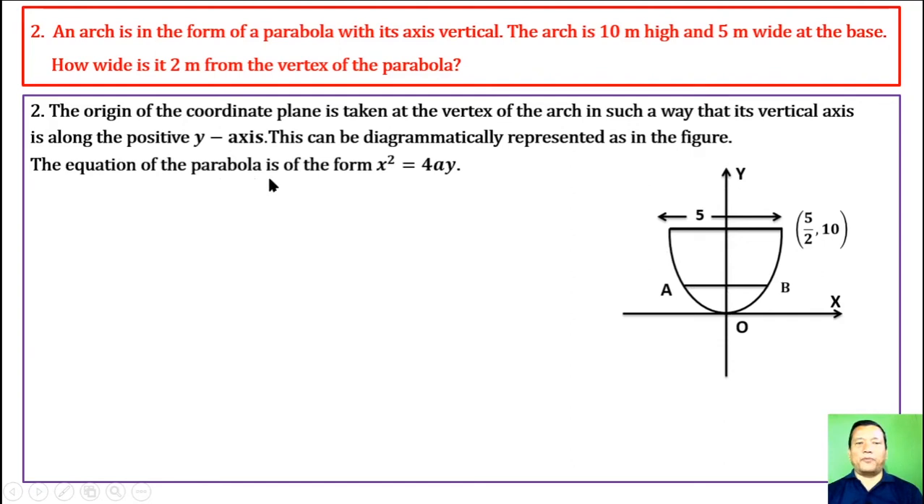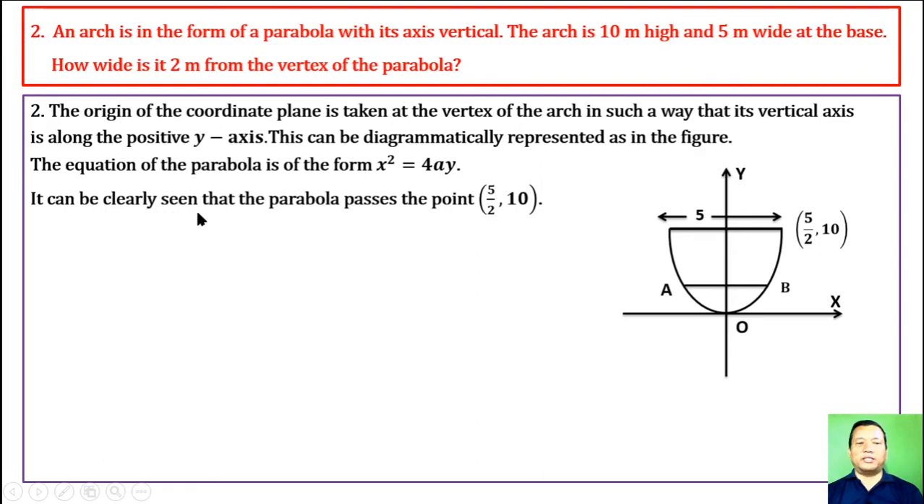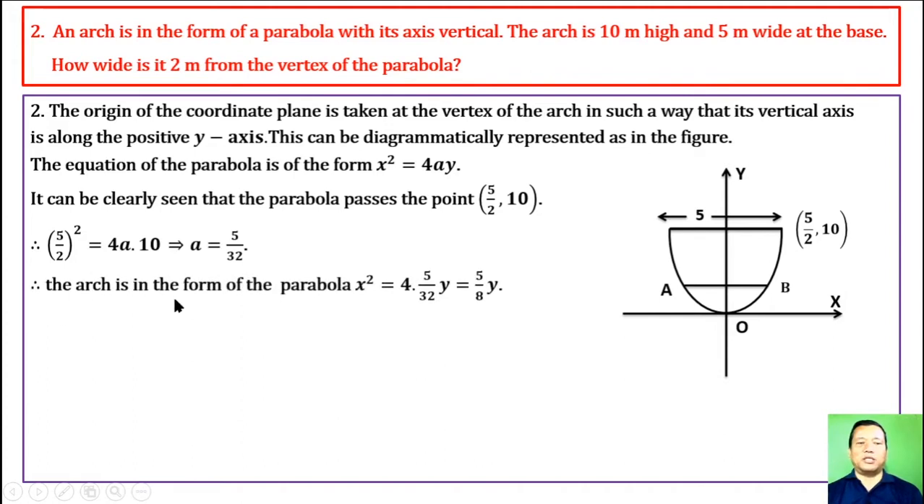The equation of the parabola is of the form x squared equals 4ay. It can be clearly seen that the parabola passes through the point whose coordinates are (5/2, 10). Therefore, the coordinates of this point will satisfy the above parabolic equation, from which we get a equal to 5/32. Therefore, the arch is in the form of the parabola x squared equals 4 into a, whose value is 5/32, times y. That is, x squared equals 5/8 y.